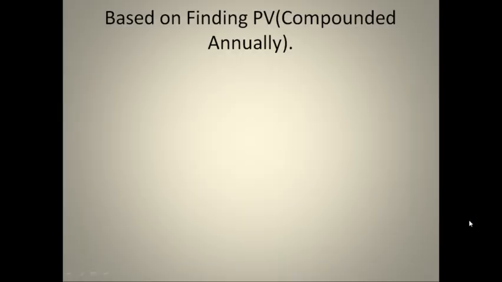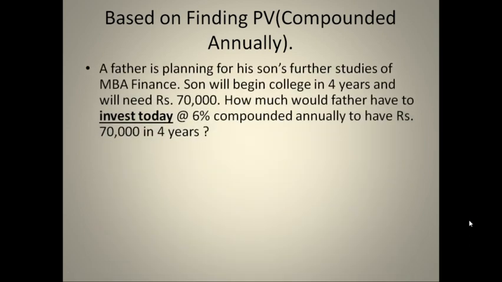So in this session, we will be understanding how to find present value based on annual compounding. Let's straight away get on to the question now. The question says, a father is planning for his son's further studies of MBA finance. The son will begin college in 4 years and he will need around rupees 70,000.